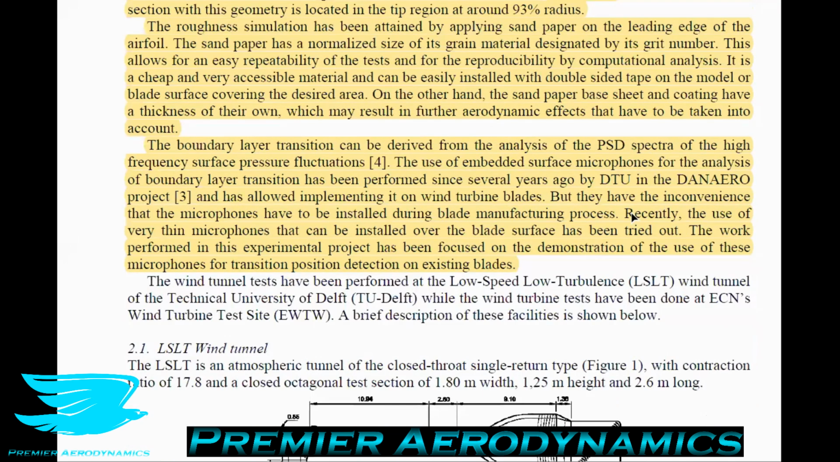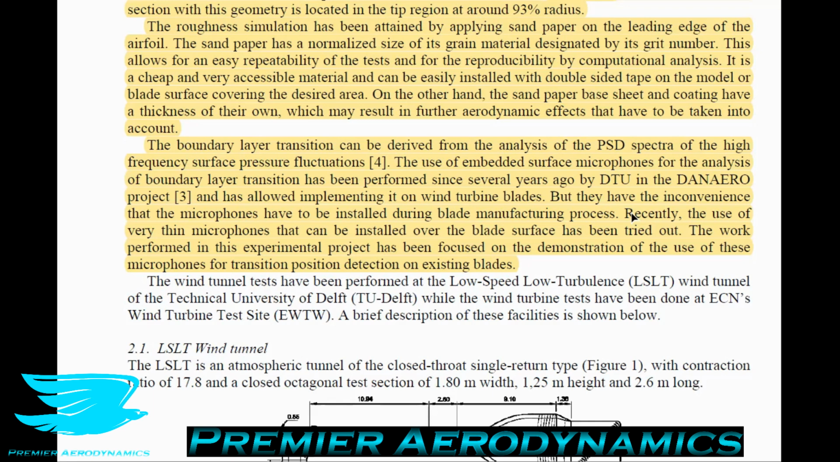The boundary layer transition can be derived from the analysis of the power spectral density spectra of the high frequency surface pressure fluctuations. As I mentioned earlier, when you look at how much energy these fluctuations have in the frequency range, then you can tell generally how much turbulence there is in the flow.